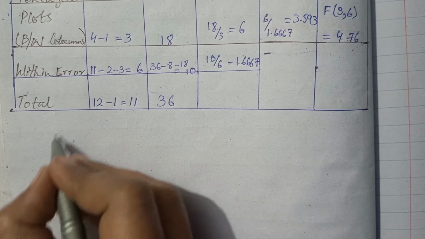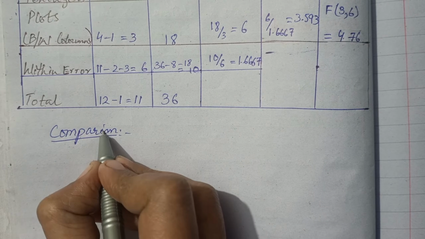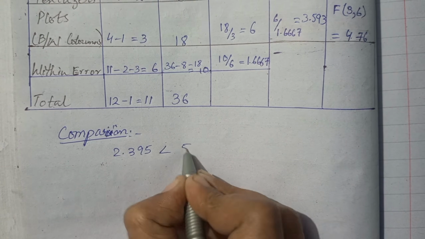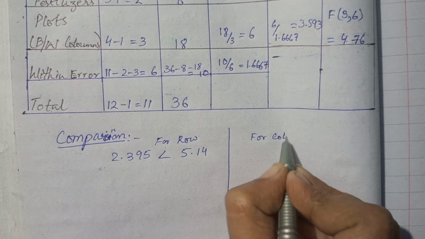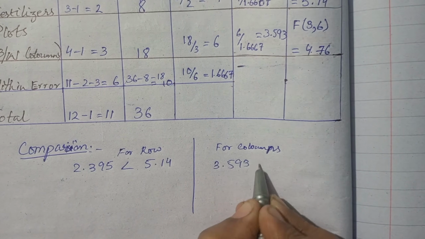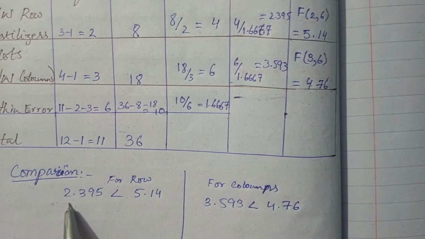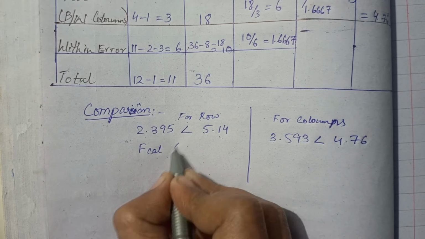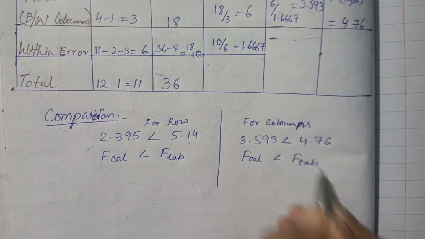So here we will write the comparison. 2.395 is less than 5.14 for the row. And for the column, that is plots, you can say 3.593 is less than 4.76. Here I have written these values of F calculated and F tabulated. So we can say that F calculated is less than F tabulated for the rows, and F calculated is less than F tabulated for the column also.